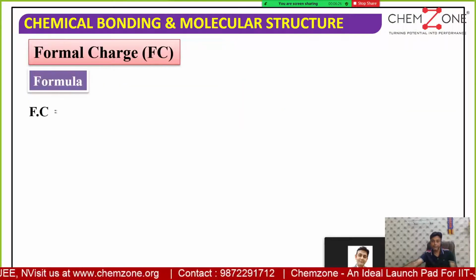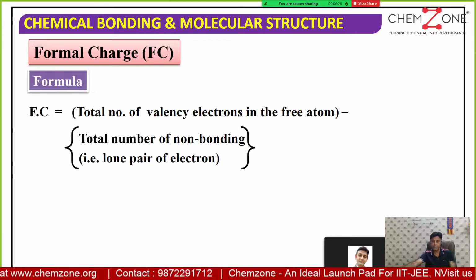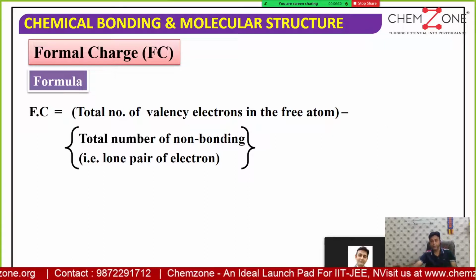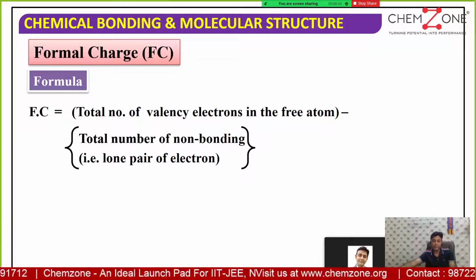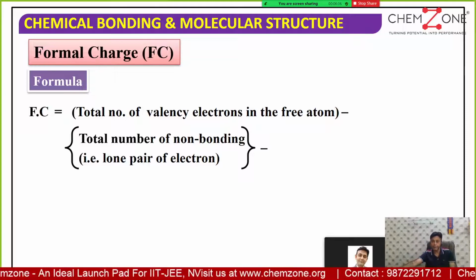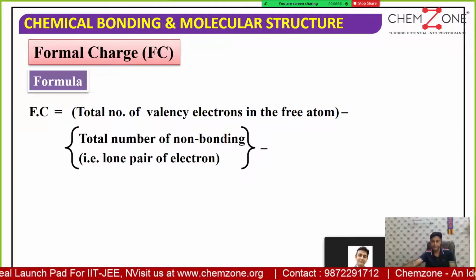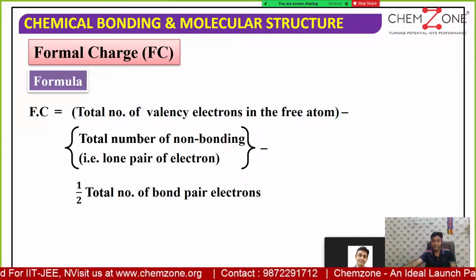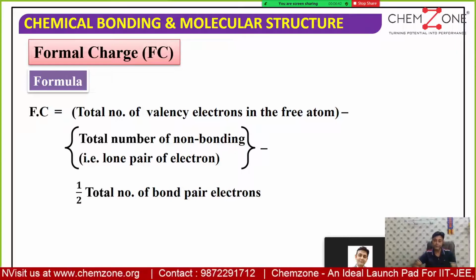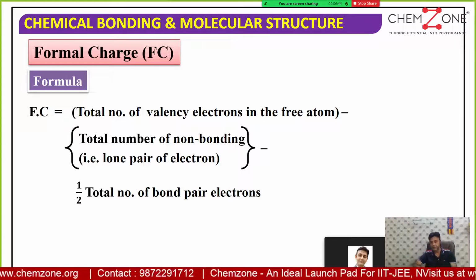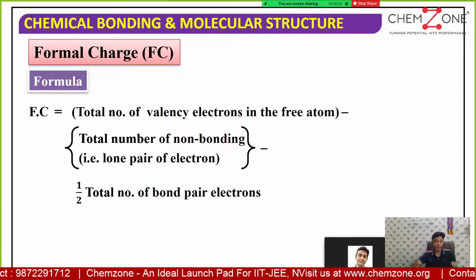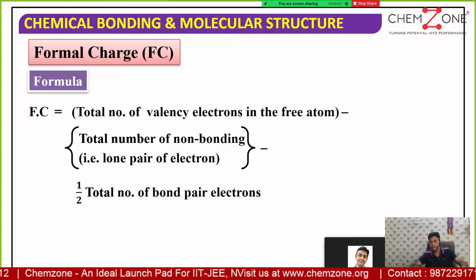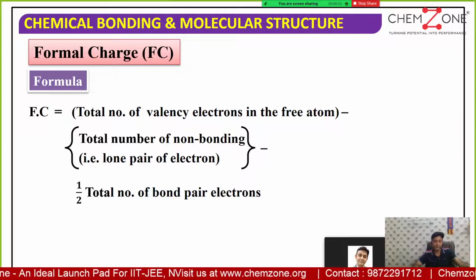Let's talk about the formal charge now. It is the total number of valence electrons in the free atom, minus the number of non-bonding electrons as a lone pair, minus half of the total number of bond pair electrons. Note down the formula, then we apply it.